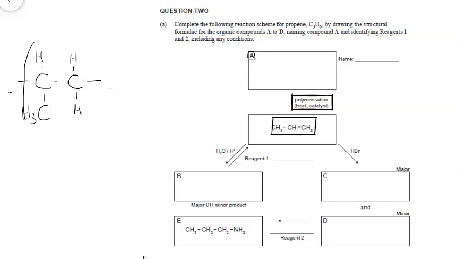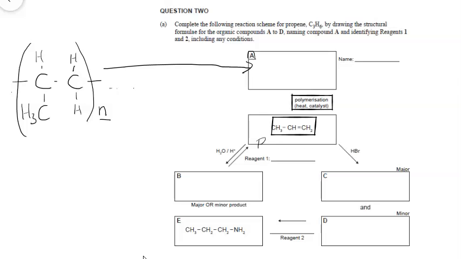To show this as a polymer, we will just draw a bracket around it, and a bracket around this, and then we put N there. So that shows that this can happen however many times. That N could be 100, who knows. So we just put that into this box there, and the name of this. We need to take this name, which is propene, and we just add poly to the start of it. So the name of this polymer is going to be polypropene.